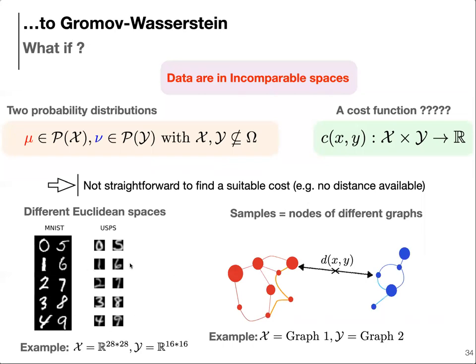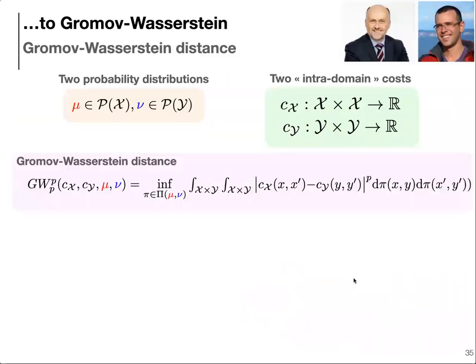This is the case. I was talking about R2 and R3. So this is, for example, the case when you have data that are images that do not share the same dimensions. But it's also the case when you are dealing with graphs. When you are dealing with graphs, you do not have a simple way to measure the distance between two vertices of the graph. There is no such notion of distance. So how can we cope with this problem?